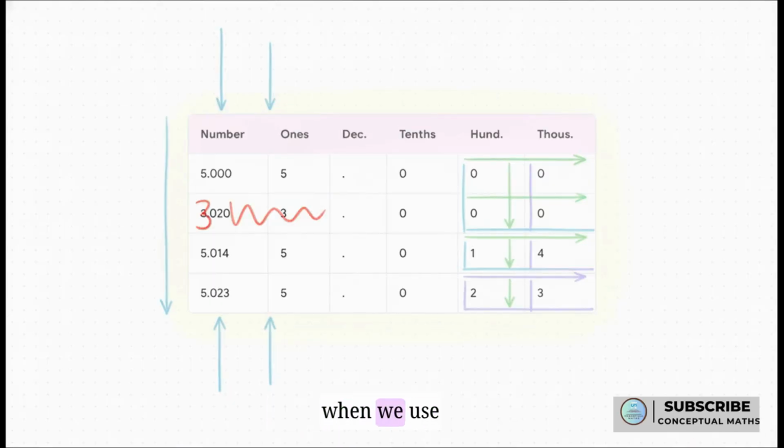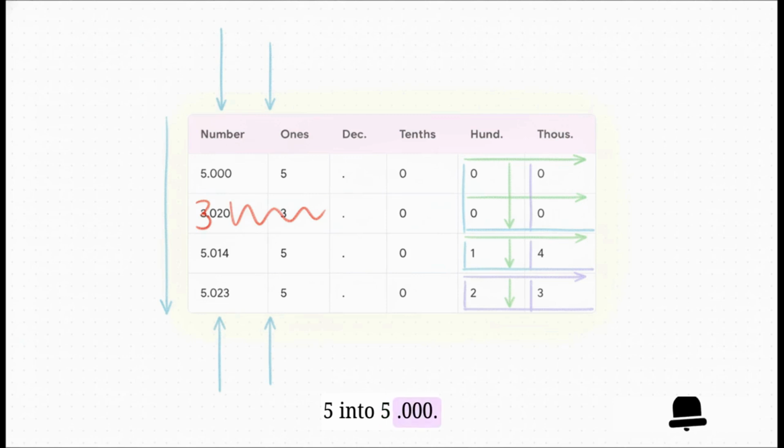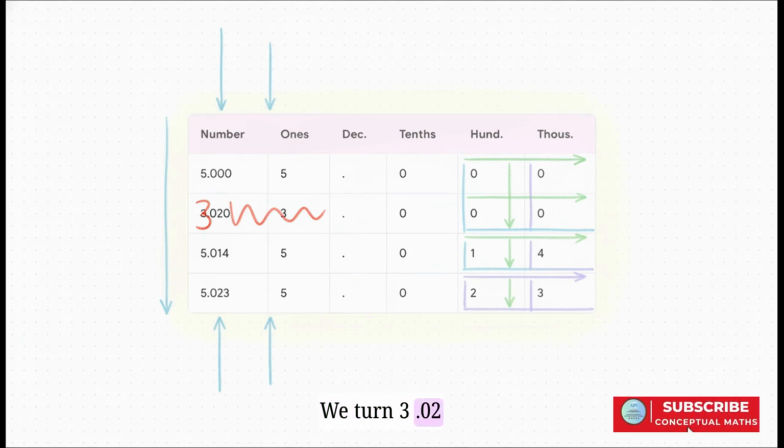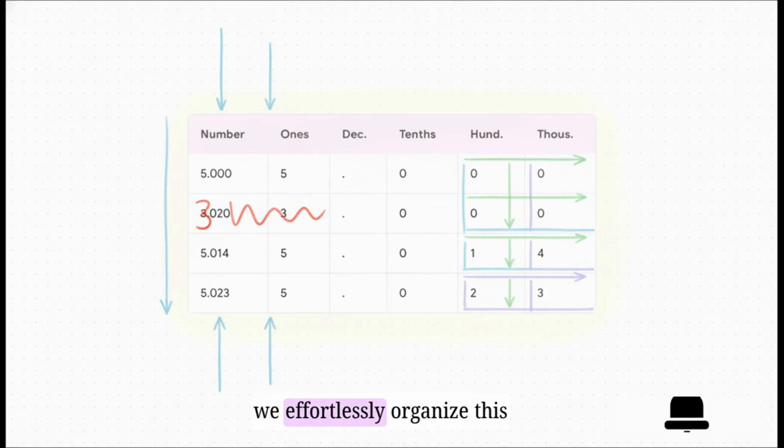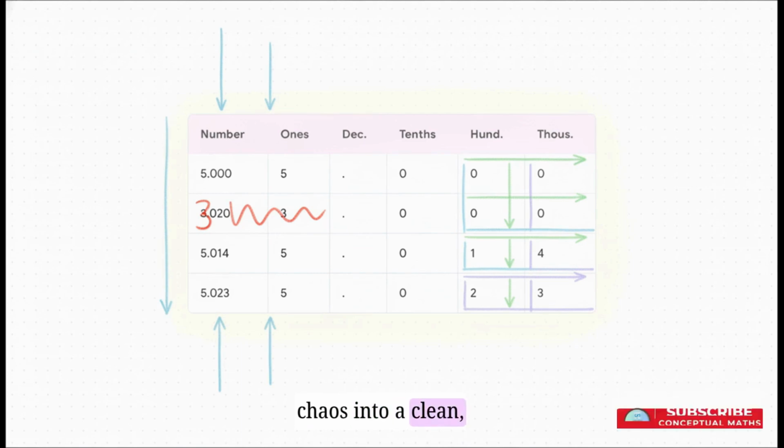But watch what happens when we use our placeholder 0 trick. We turn that naked 5 into 5.000. We turn 3.02 into 3.020. And suddenly, we effortlessly organize this chaos into a clean, easy-to-read vertical stack for flawless comparison.